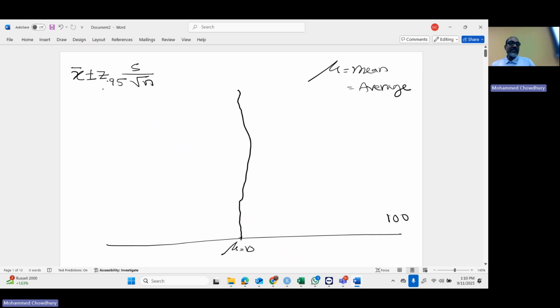And then she plugged in these values. When she subtracted, she got a number. When she added, she got another number. Clear? Understand? When she added, she got like 13. When she subtracted, she got like 8. So this is her data, 100 data points. From there she computed x bar, she computed the standard deviation, n, and this z 0.95. How can you compute z 0.95? Now I'm going to show that one.